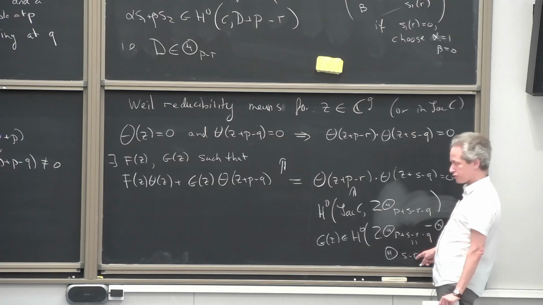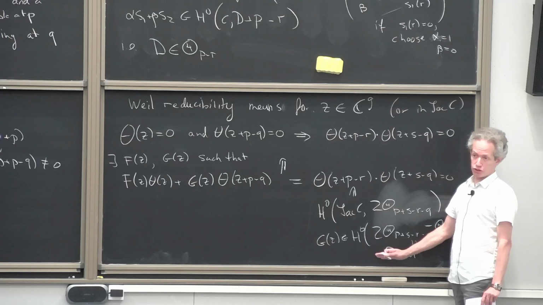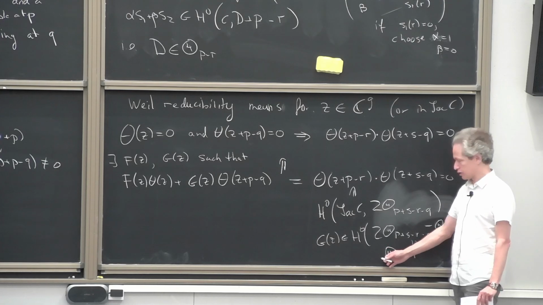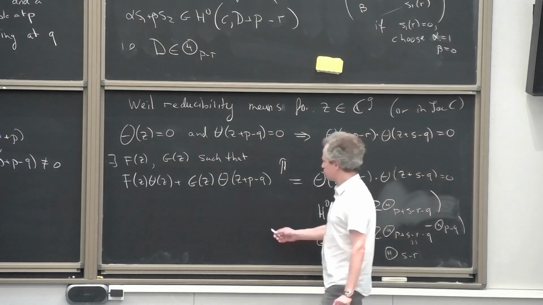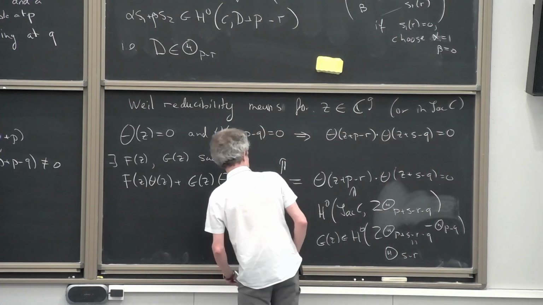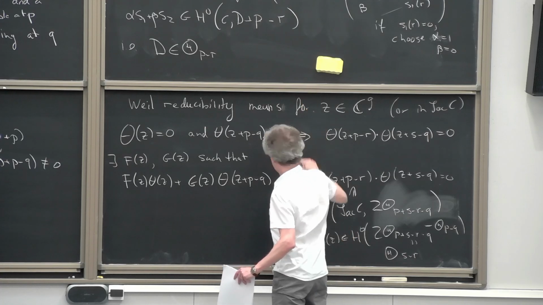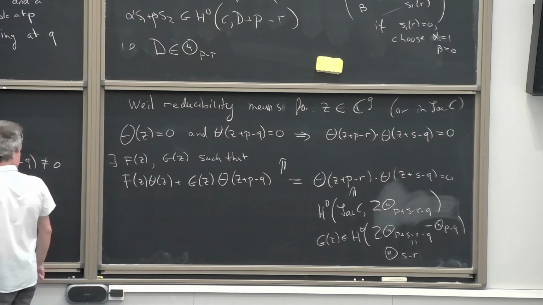What is theta shifted by s minus r? What are the sections? Well, there's the theta bundle, which is just chosen to shift somehow. The theta bundle has one section. Its shift has one section up to scaling. So this means that what I really want to get, let me maybe go to the other blackboard. Let me go here.